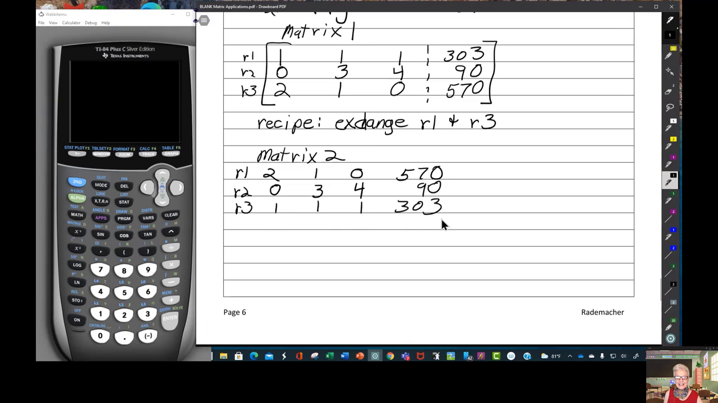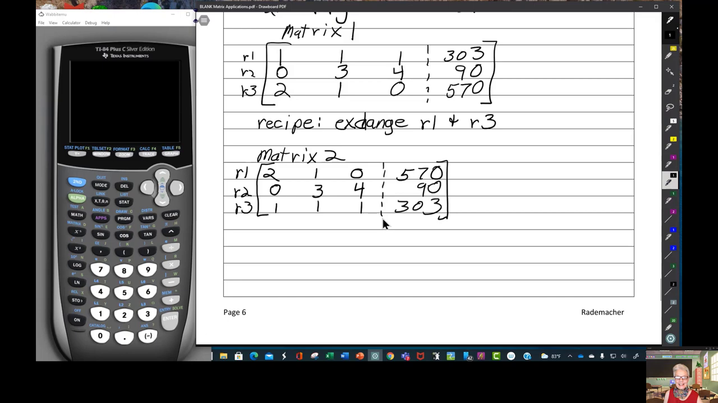Okay, now you may be wondering why I did that, and the answer is I do not like having a zero in that position down there because it will totally ruin my lower triangular work. So I switched them. And now I'm going to continue on as though nothing happened. As though 2, 1, 0, 570 were always row one, and row three was always 1, 1, 1, 303. Actually, the proper English is were only, if you're talking about something that's not true as though it were true. I always thought that was so weird.